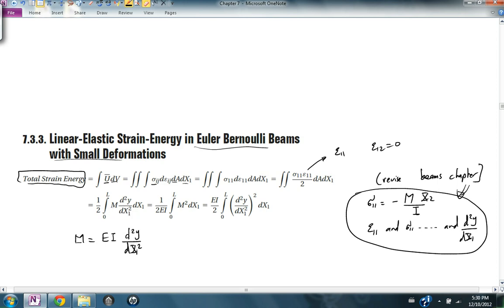The first form is 1 over 2 M multiplied by d2y by dx1 squared. The other form is M squared over 2EI, and the third form is d2y by dx1 squared, squared, multiplied by EI over 2. Well, of course, the three are equivalent. You just have to choose whichever you're more comfortable with to calculate your total strain energy inside a beam.